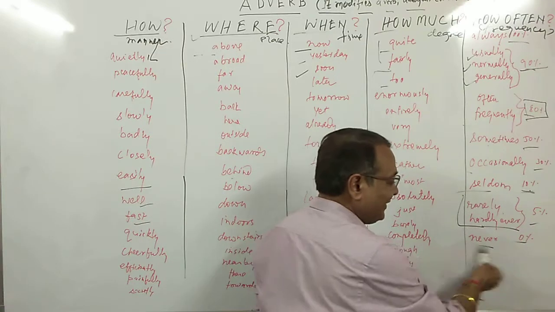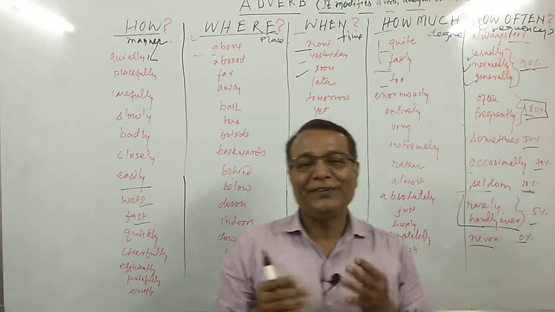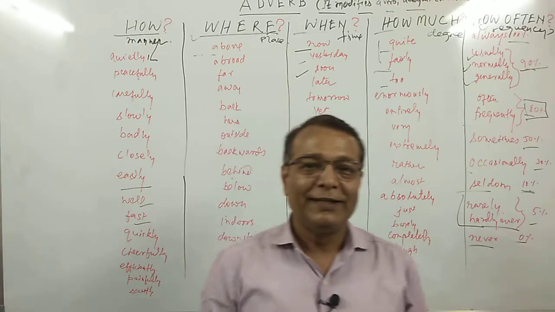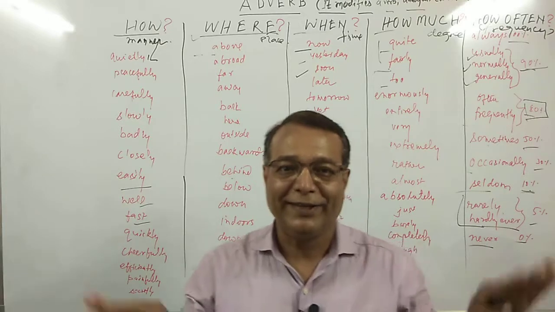Never is 0%. That's the end of that list. Never. When you say I never do this, I never do that, it's a 0% ratio. That means you do not do that thing at all.